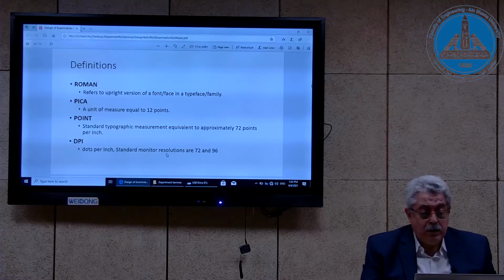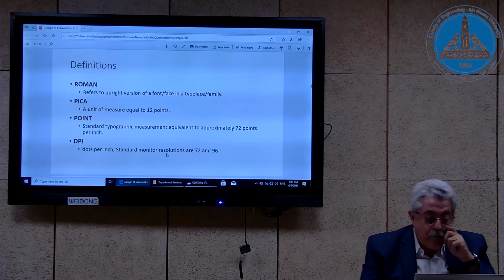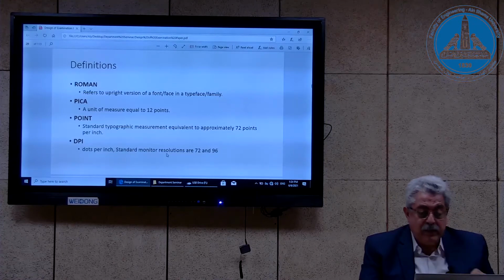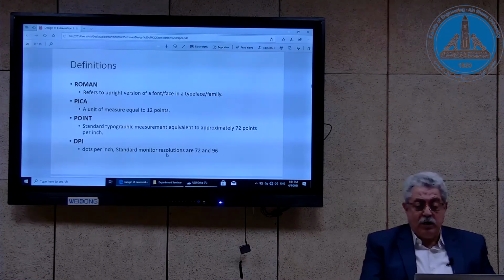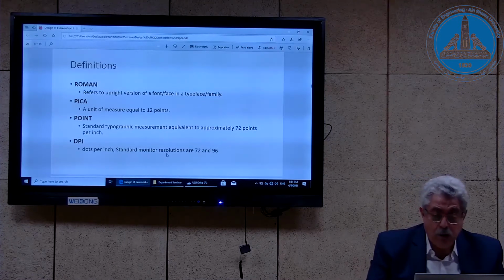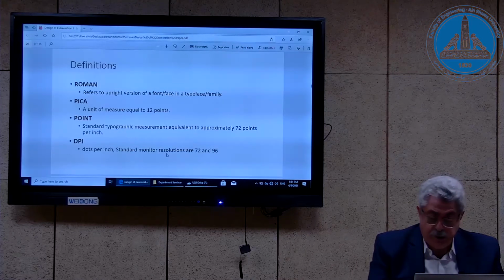DPI is the abbreviation for dots per inch, and the standard monitor resolutions are either 72 or 96 dots per inch.